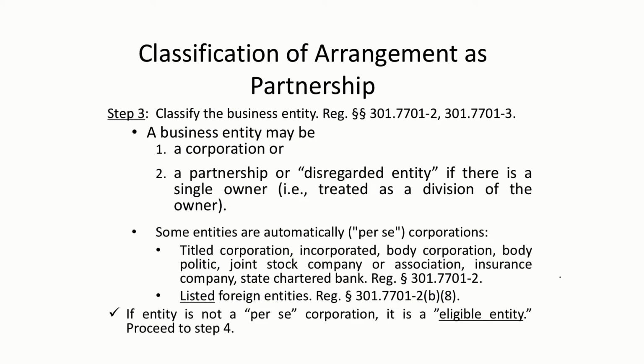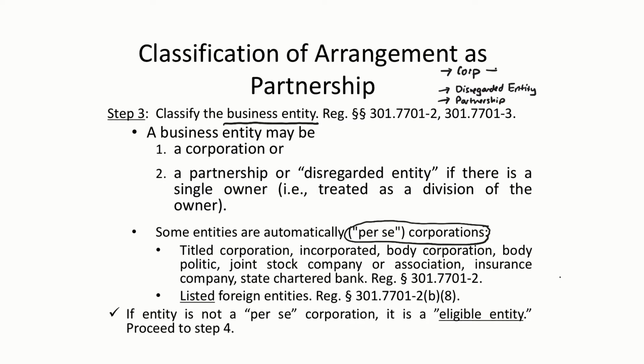Step 3 is to classify the business entity, and what they mean is there are certain entities that are automatically going to be viewed as corporations. Okay? So once you know you're an entity and you're not a trust, there's really 3 possibilities. There's corporation, there's disregarded entity, and there's partnership.